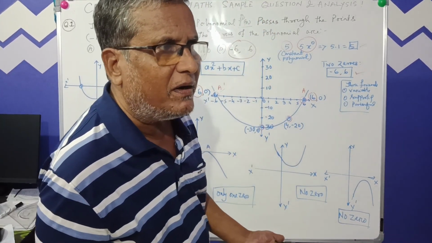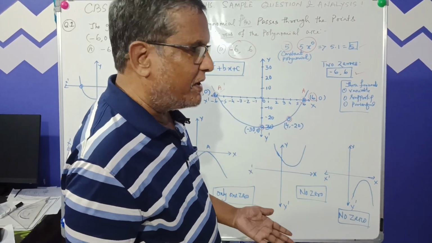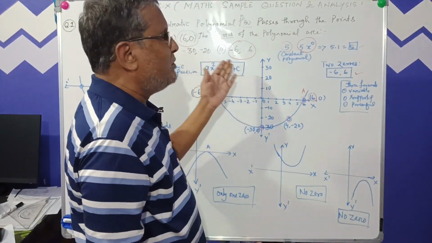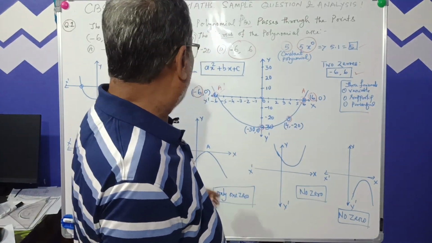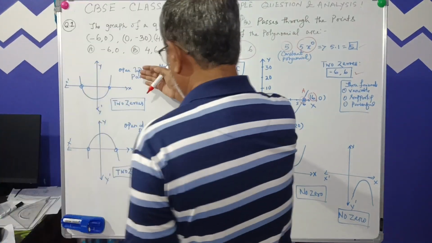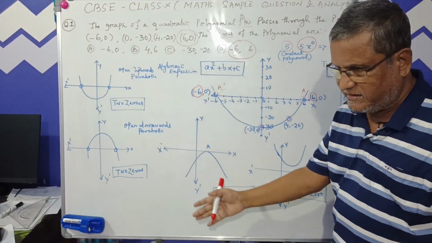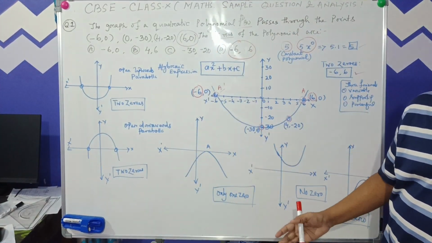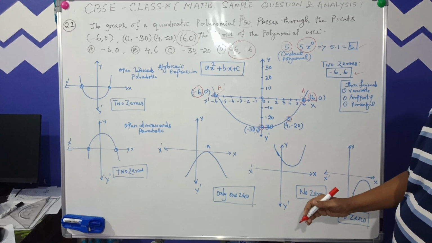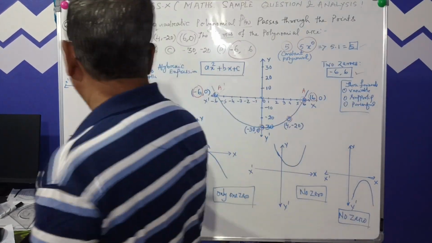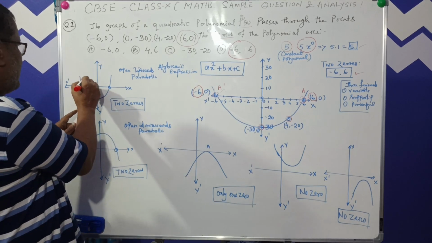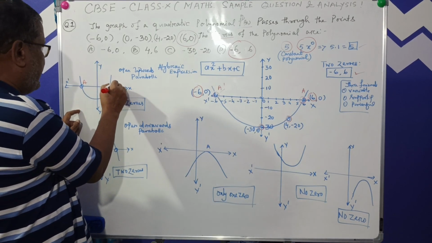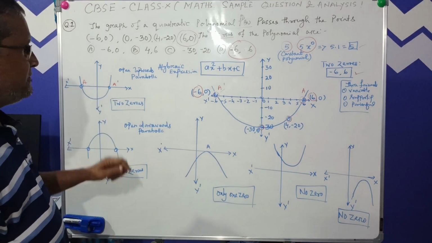It's very simple, but you might be confused. So for your understanding, we have displayed some examples that we have taken from your textbook. And look here, in this case, what happens? Here a and a dash, two zeros.